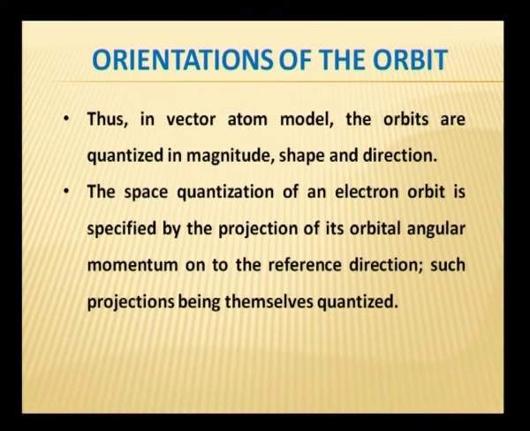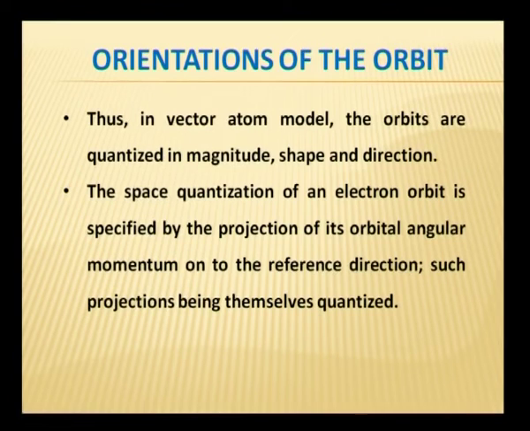Therefore, the electrons can be found in certain specific orbits which make an angle of inclination with respect to the magnetic field direction. It may be 0 or 90 or 45 and so on. Thus, in the vector atom model, the orbits are quantized in magnitude, shape and direction. The space quantization of an electron orbit is specified by the projection of the orbital angular momentum onto the reference direction, such projections being themselves quantized.